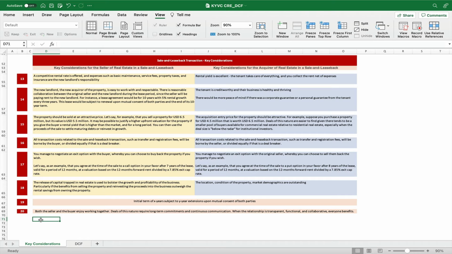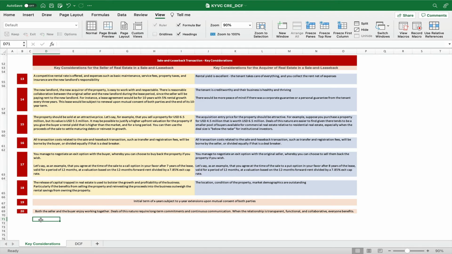The next point is, if you are a seller of the real estate in a sale and leaseback, you want the transaction costs related to the deal, such as the transfer and registration fees, to be borne by the buyer. And if they disagree, obviously, at least to be divided equally. You don't want to pay for the registration and transfer fees.